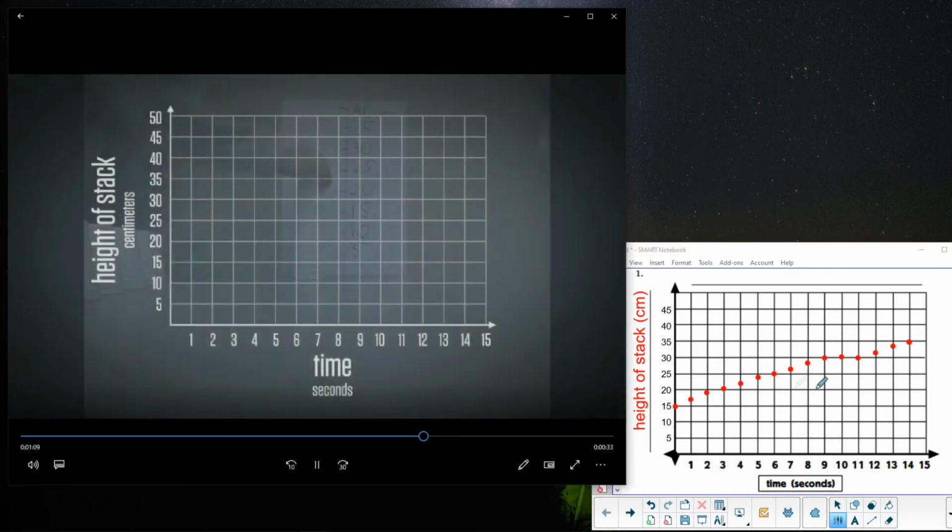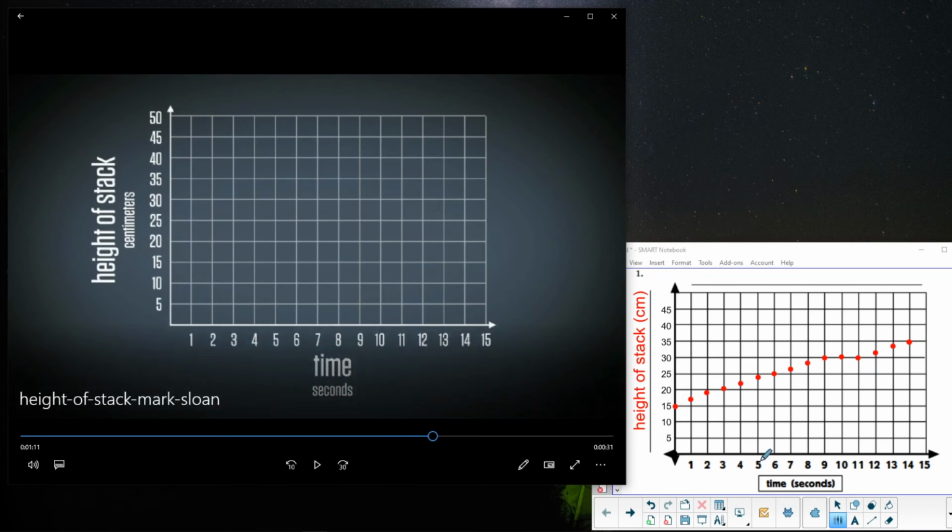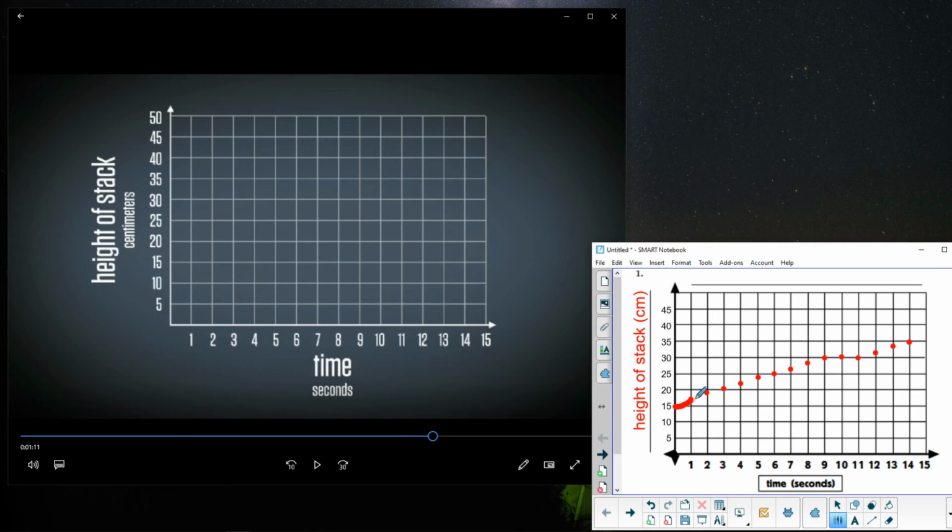And that looks good. Now what we would do is go ahead and connect these. I'm going to use a line. As we're drawing it, it should be a little bit neater. This is where it flattened out a little bit, where time went by, but the stack wasn't really being added to because he seemed to slow down. And that's where we seem to be.